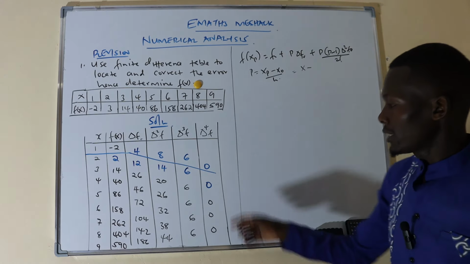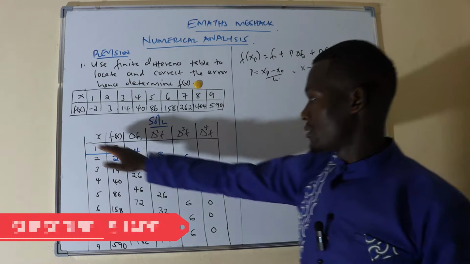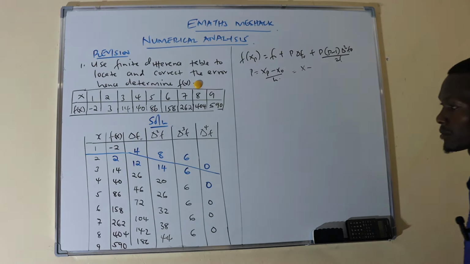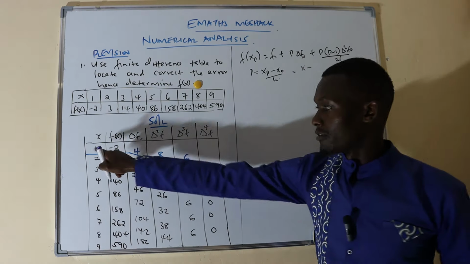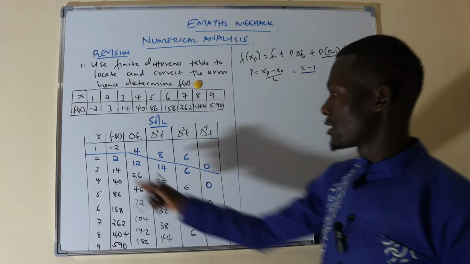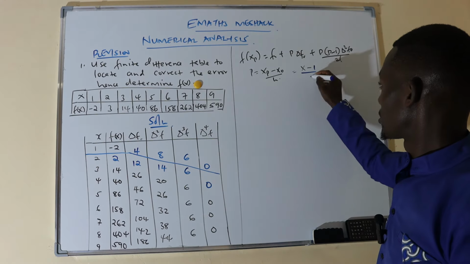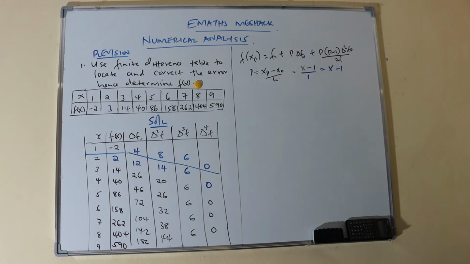So we shall use these diagonal values, the first differences that we have at the top of the table. So x naught is the value above. What is the value above? It is 1. Then over h, the difference between the values of x, so 2 minus 1 gives you 1. Therefore this just becomes x minus 1. So that is your value of p.